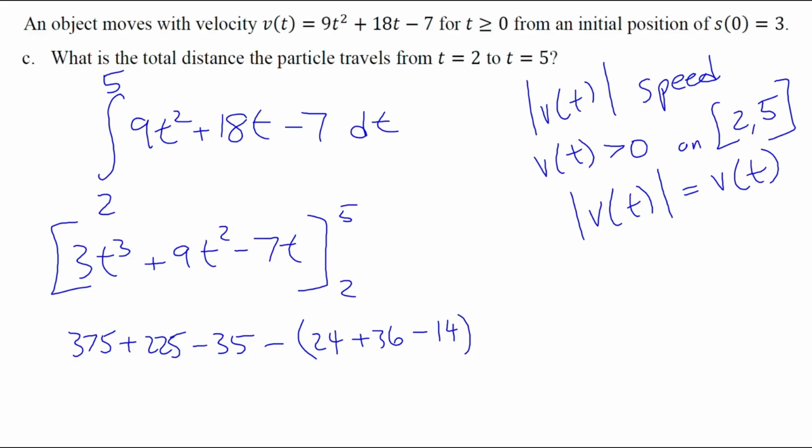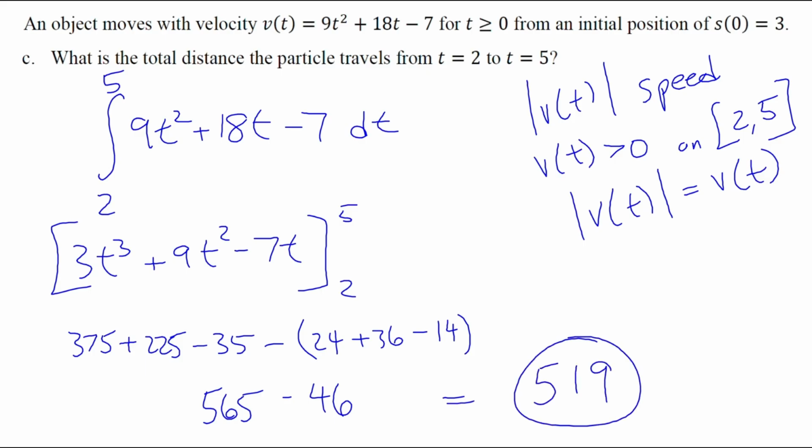So we got 375 plus 225. Well, that's 600 minus the 35 is 565. And so we got 565 minus 24 plus 36 is going to be 60. And then 60 minus 14 is going to be 46. So we got 565 minus 46, which is 519. So it traveled 519 units in those 3 units of time. I don't know if they were seconds.